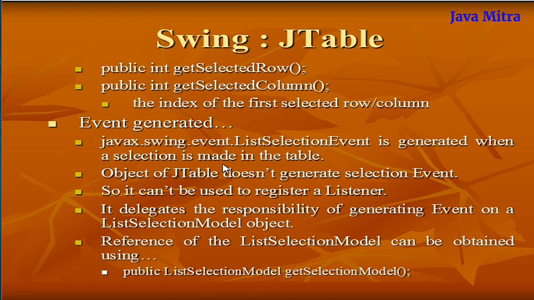Actually, JTable doesn't generate any selection event. It gives the responsibility to handle the event to ListSelectionModel, and there is a getSelectionModel method with the help of which we can get the object of ListSelectionModel. So in this way, we will first get the selection model object, and then on it we can apply ListSelectionListener to get information when the user interacts with the JTable. So let us see it by a simple code.